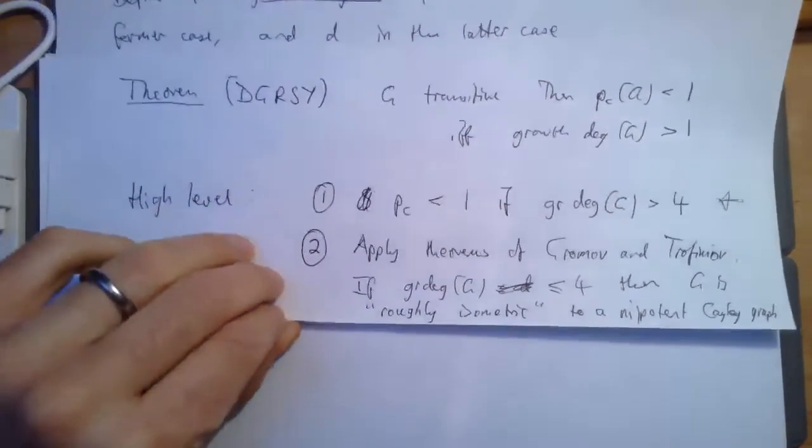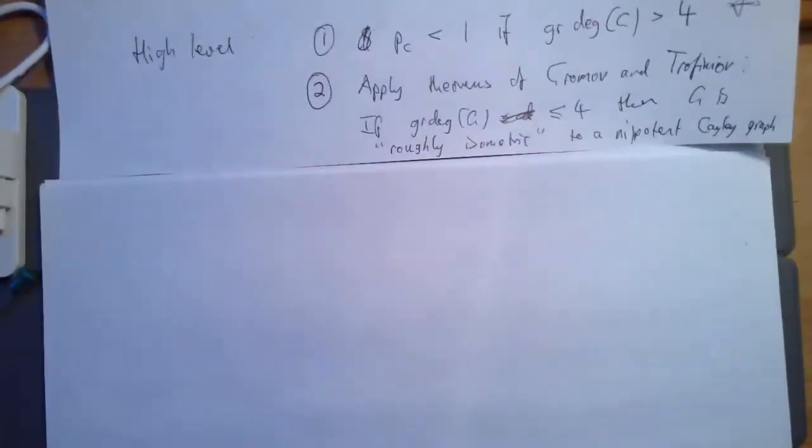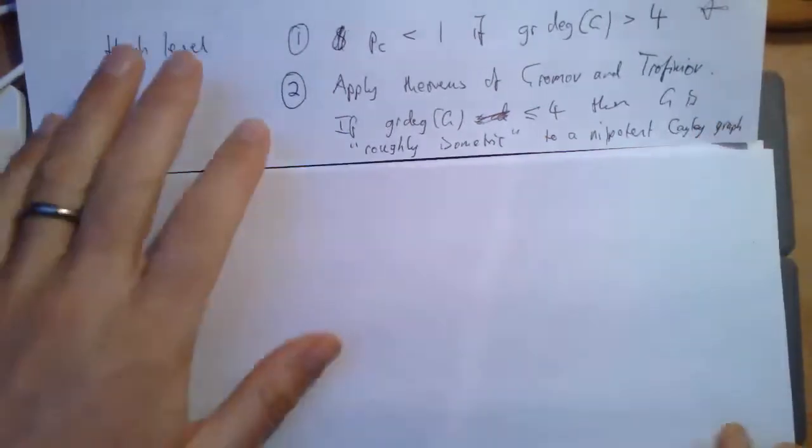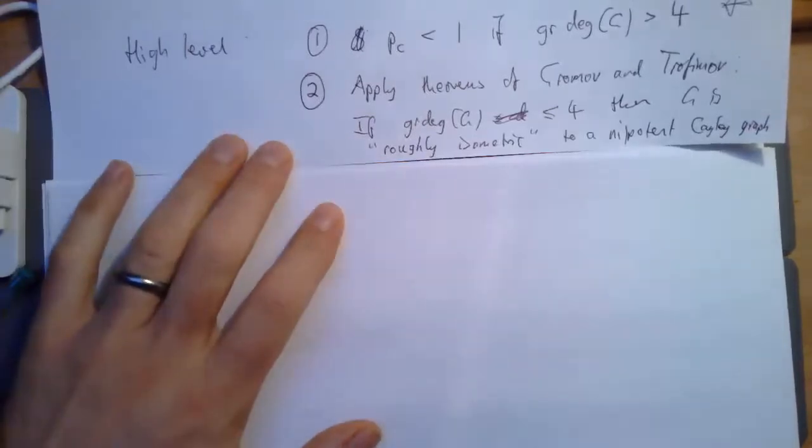I'll define. I don't know. Do I need to define Cayley graph? Do you think or not? No. Okay. How about nilpotent? Actually, I don't want to define nilpotent anyway. I just want to tell you enough properties about it, say why it's useful without going into detail, so that's great.